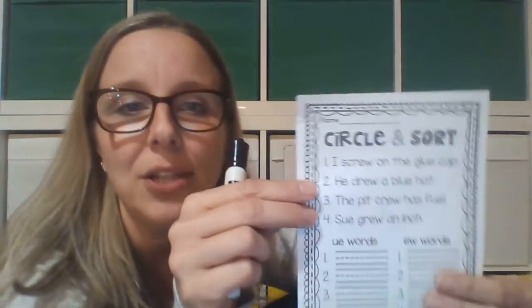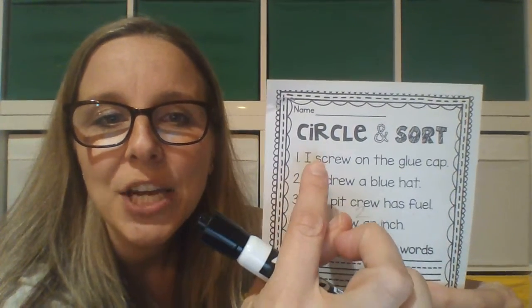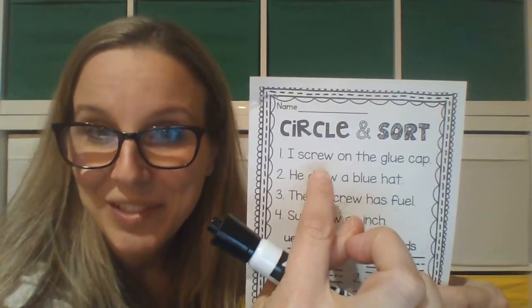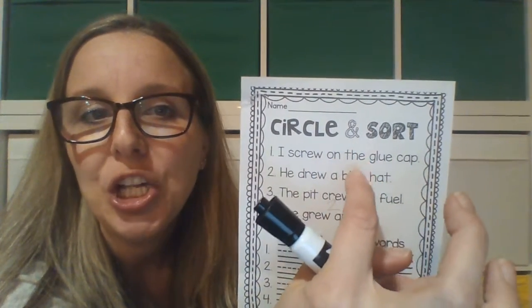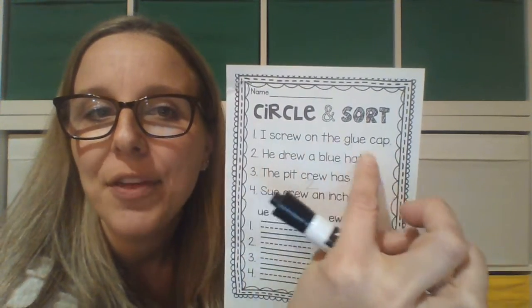And when you read them, there are going to be different ooh words in the sentences that use these spelling patterns. So when you see a word that has those spelling patterns in it, you know that it's an ooh word. And when you sound it out, you should say ooh. So I'm going to bring it nice and close so you can see. This first sentence says, I screw, there's that ooh, on the glue, there's that ooh, cap. I screw on the glue cap.